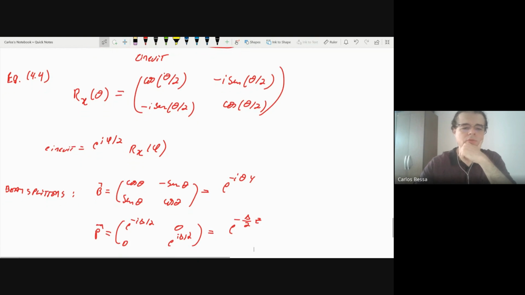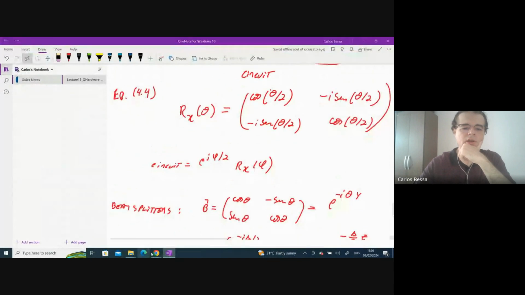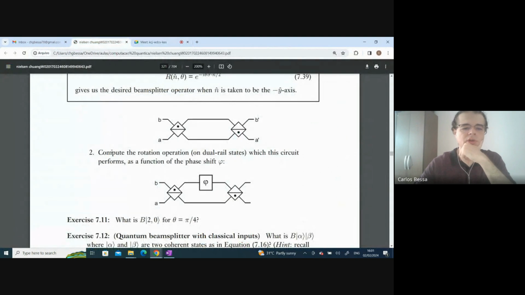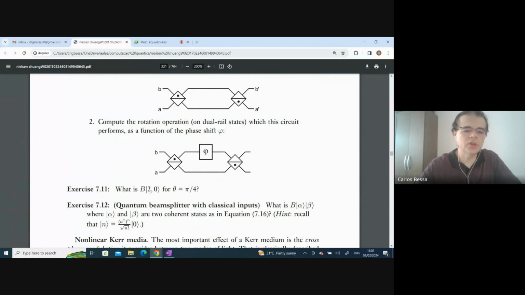So okay, that's the exercises where we have some circuits. Let's see. He wants to show how to compute the rotation operation on dual rail states, which this circuit performs as a function of phase shift phi. And this represents a rotation in the x direction. So imagine this interferometer. All these other things, the calculations that we already did in the classes, I'll leave as homework, okay? 7.11 and 7.12.